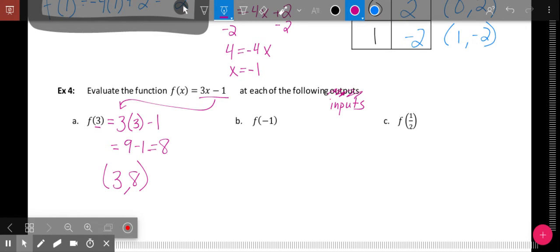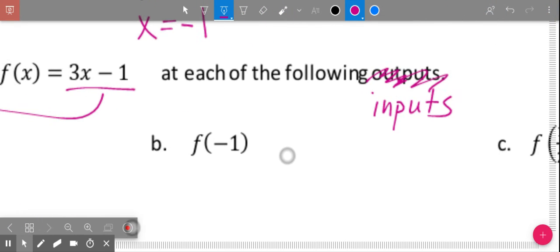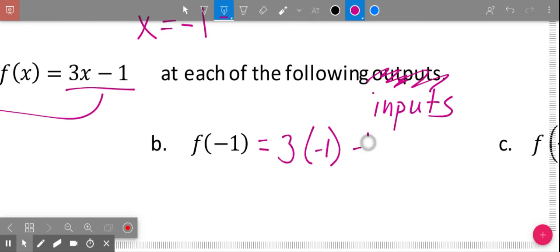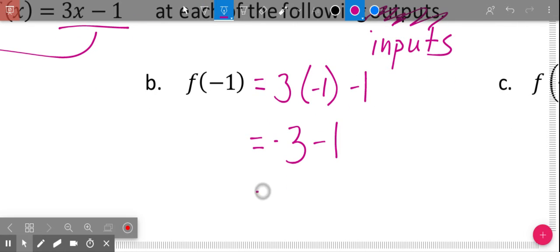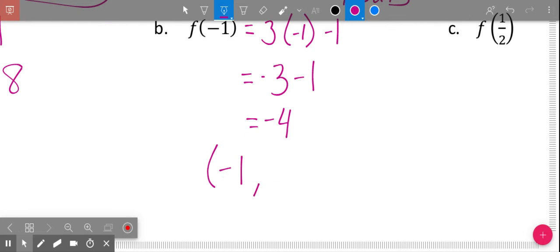We're going to do the same thing with the negative 1. So I'll have 3 times negative 1 minus 1. Well, 3 times negative 1 gives me negative 3 minus 1, which gives me negative 4. So I'll have negative 1, negative 4 for my final answer for that one.